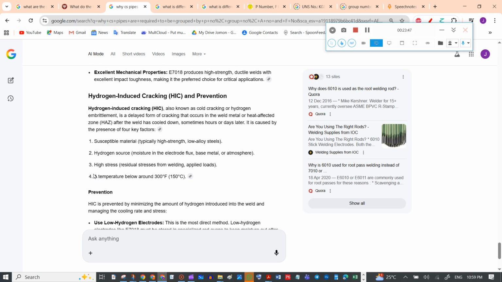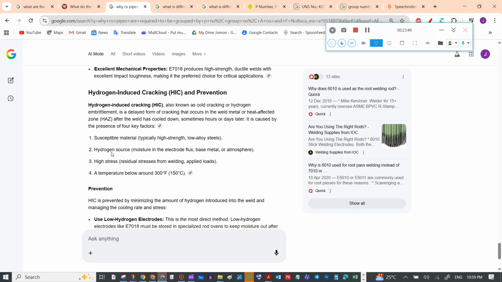So what is hydrogen-induced cracking? It is also called cold cracking or hydrogen embrittlement. It's a delayed form of cracking. It occurs in the weld metal or heat affected zone after the weld has cooled down, sometimes hours or days later. That is why it is called a delayed form of cracking.